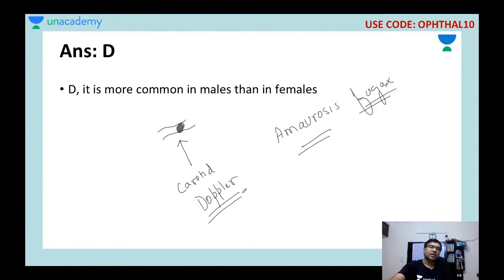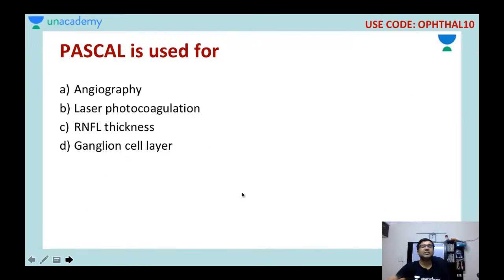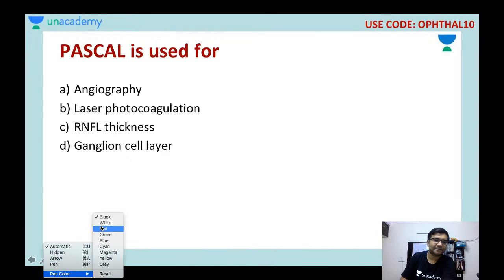Okay, let's move to our next question. The next question is, Pascal is used for which of the following? Your options are angiography, laser photocoagulation, RNFL thickness, or ganglion cell layer. Try to answer.